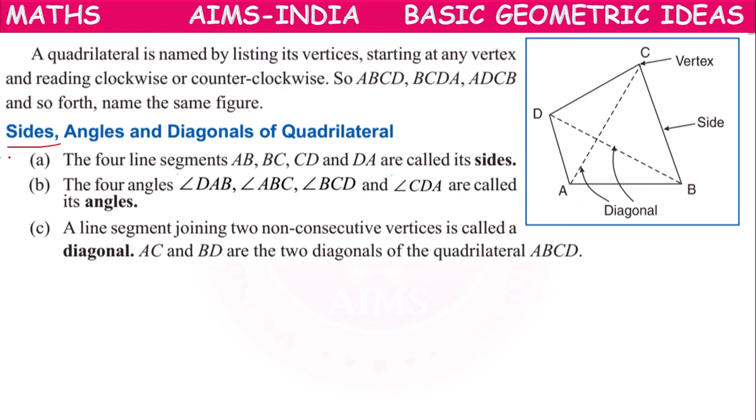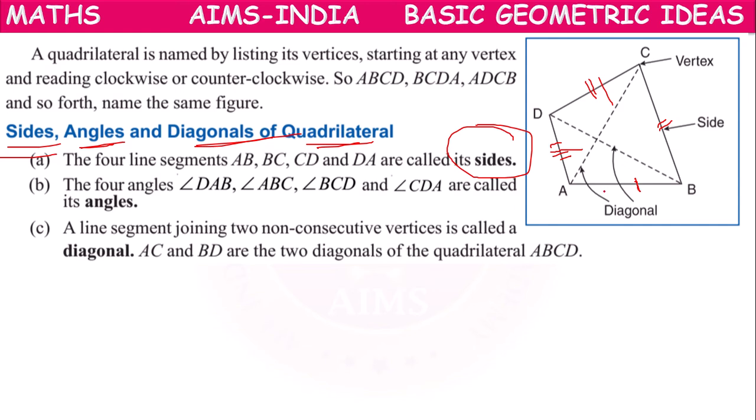Next one. Sides, angles, diagonals of a quadrilateral. So the four line segments AB, BC, CD, DA: this is the first line segment, second line segment, third line segment, fourth line segment. These four line segments are considered the four sides of the quadrilateral.